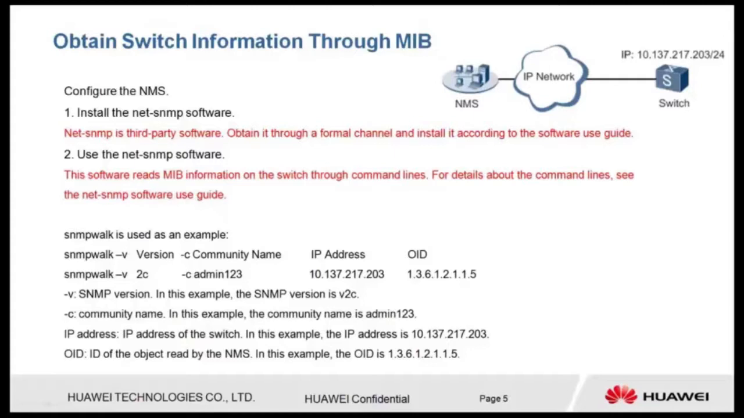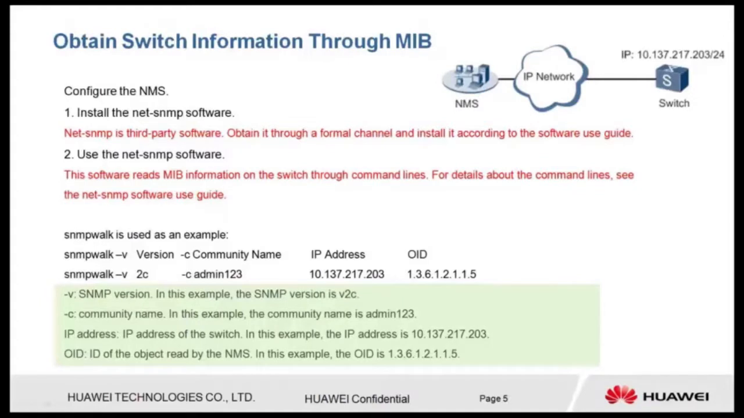Step 2. Use the net-snmp software. This software reads MIB information on the switch through command lines. For details about the command lines, see the net-snmp software use guide. Here is an example of the snmpwalk command. -v refers to the SNMP version. In this example, the SNMP version is V2C. -c refers to the community name.